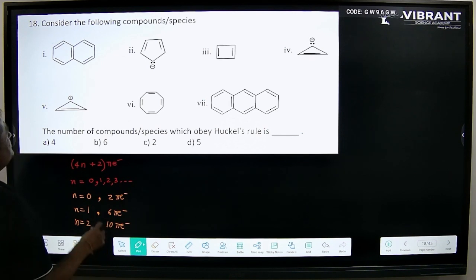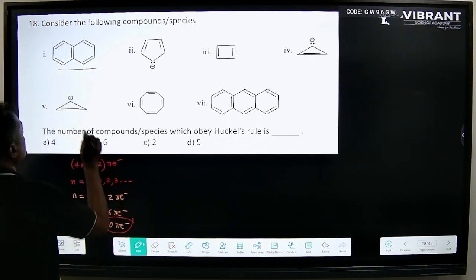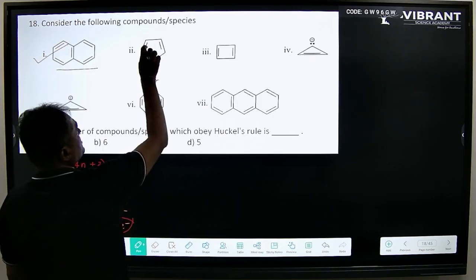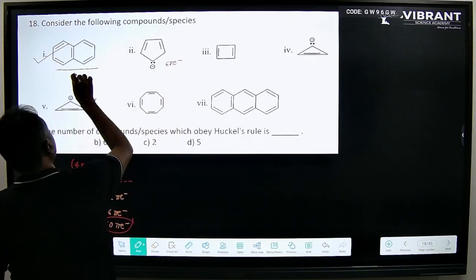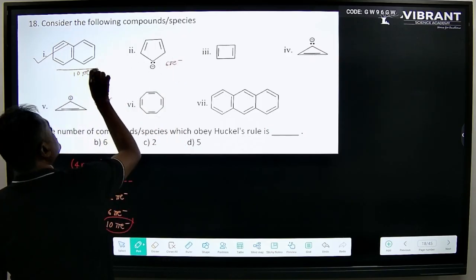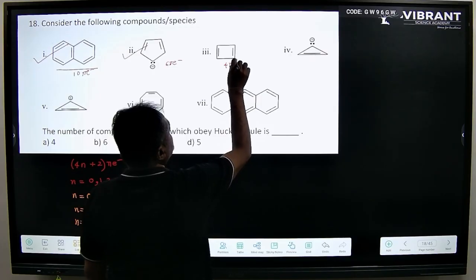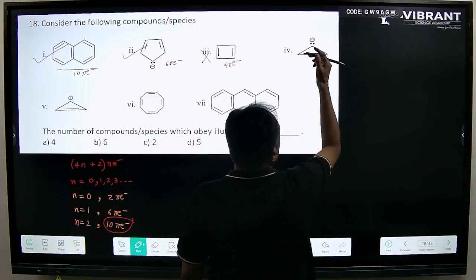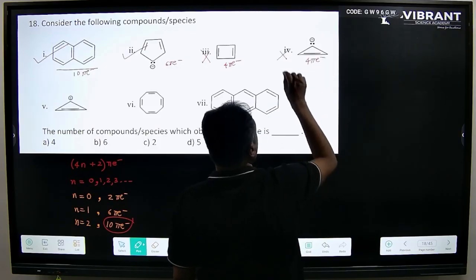Let us see the first compound. There are 10 electrons, which is a Huckel number, so this is obeying Huckel rule. Over here also we have 6 pi electrons, and here we have 10 pi electrons, so this is also correct. Here it is a 4 pi electron system, so it is not obeying Huckel rule. Here again it is a pi bond with 2 electrons and a lone pair with 2, which makes a 4 pi electron system, so this is also not true.